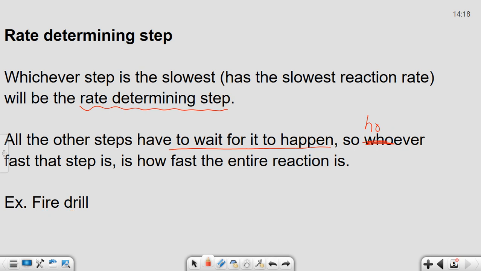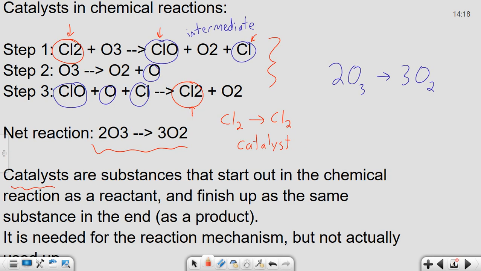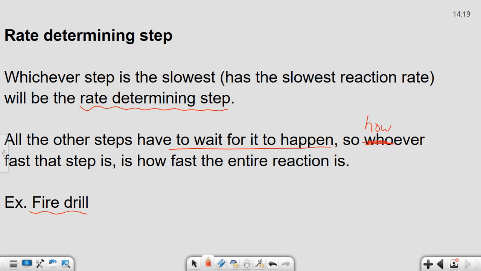Same idea with a reaction mechanism, right? If step 2 here was really slow, it doesn't matter how fast the other steps are. Step 1 can make ClO, step 3 can use up oxygen as fast as humanly possible, but it's waiting for step 2 to make them, right? And it can't use up the ClO that's made in step 1 because it doesn't have enough oxygen yet, because we're waiting for step 2. So the entire thing depends on step 2. However fast step 2 is, the entire rate of the reaction depends on it. Everyone else waits for them. So that's our rate determining step.